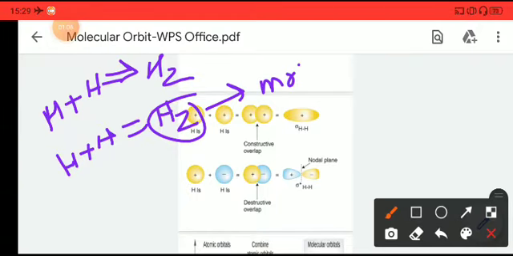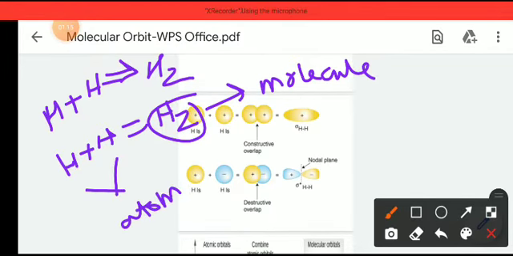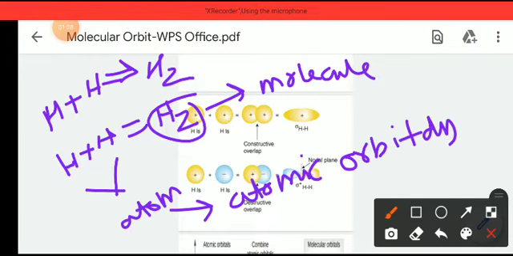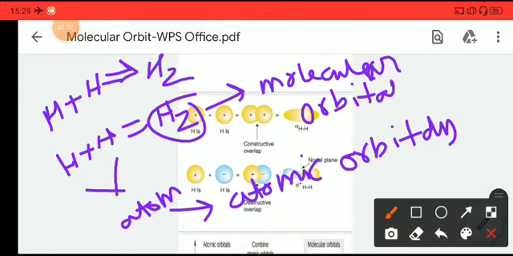This H2 is a hydrogen molecule, but this H and this H are the atoms. Atoms have orbitals, which are called atomic orbitals. The orbitals of atoms are called atomic orbitals, and the orbitals of molecules are called molecular orbitals.